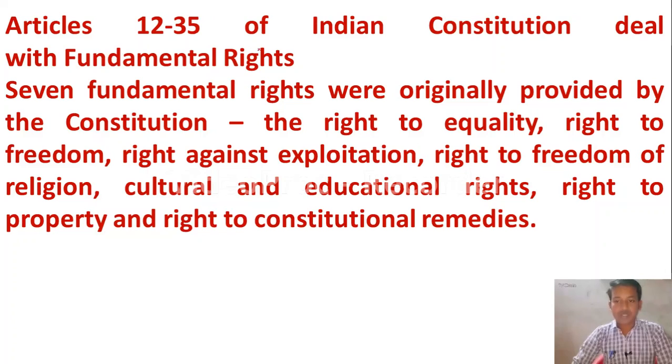Articles 12 to 35 of the Constitution deal with the fundamental rights. There were seven fundamental rights: the right to equality, right to freedom, right against exploitation, right to freedom of religion, cultural and educational rights, right to property, and right to constitutional remedies. Currently we have only 6 fundamental rights.